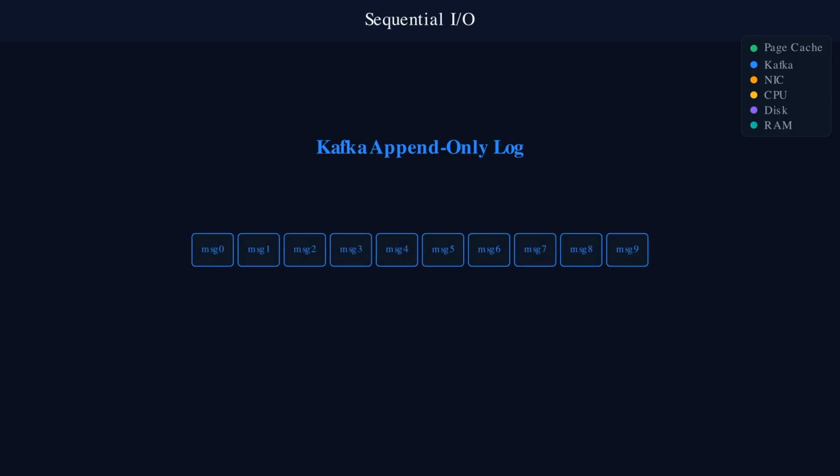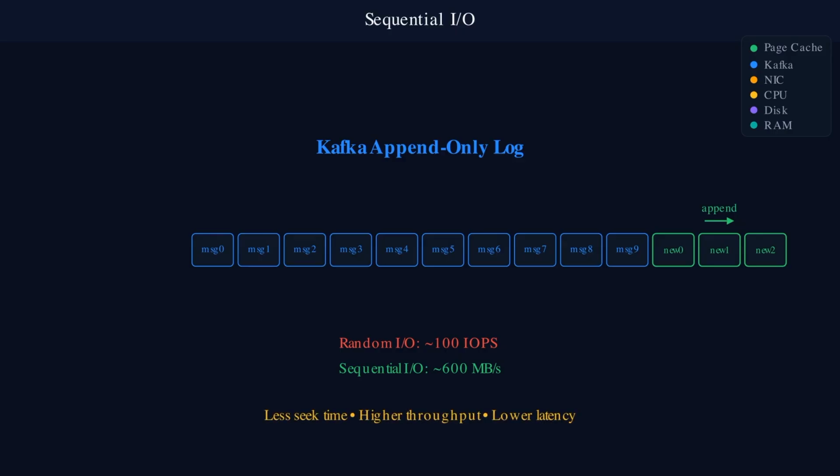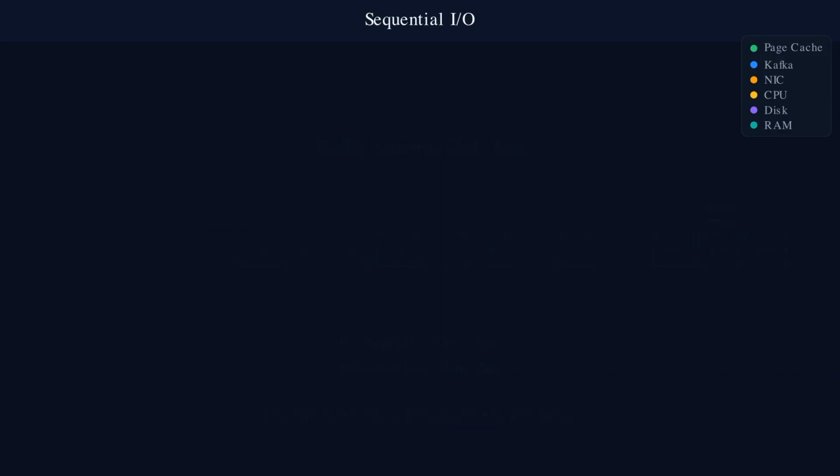Kafka appends every message to the end of a log file, which means writes are always sequential. This is like reading a book page by page, versus flipping randomly between chapters. Disks, especially modern SSDs and HDDs, are dramatically faster with sequential access. This reduces seek times, increases throughput, and helps Kafka process hundreds of megabytes per second.